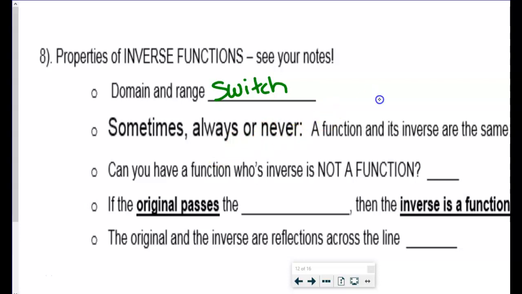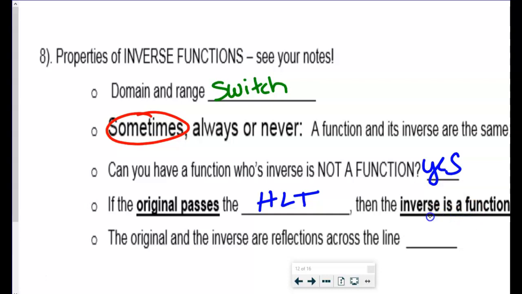Sometimes, always, or never, a function and its inverse are the same, and that is a sometimes. There's a couple of cases where they are the same function. Can you have a function whose inverse is not a function? And the answer there is yes. And that would be because of this next one. If the original passes the horizontal line test, then the inverse is a function. So be really careful on that question.